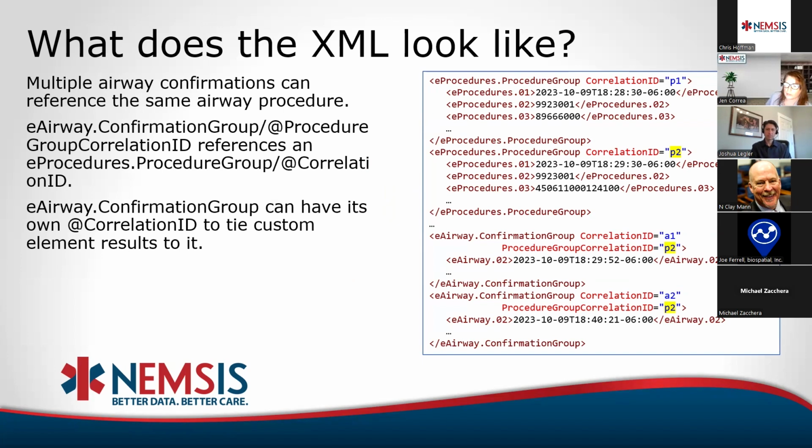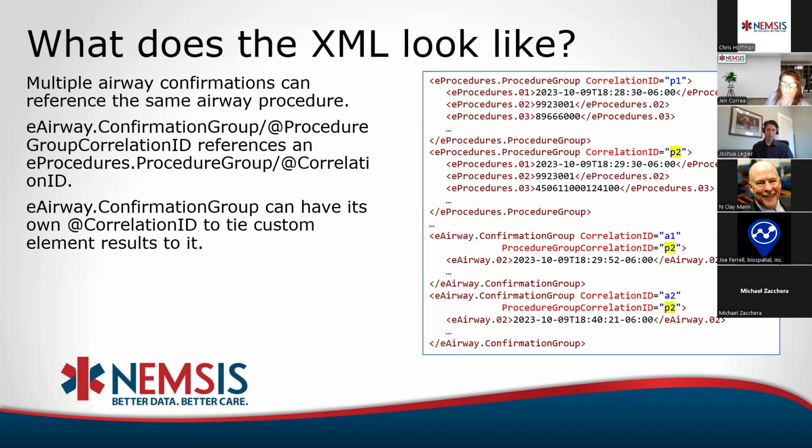Then you go down to your airway confirmation group, and this is an example of what Josh was talking about. There could be a correlation ID that is extending that group for something else. And then this correlation ID that's talking about the procedure group itself that is referencing the airway. So this shows both of them and how it would look within the XML.